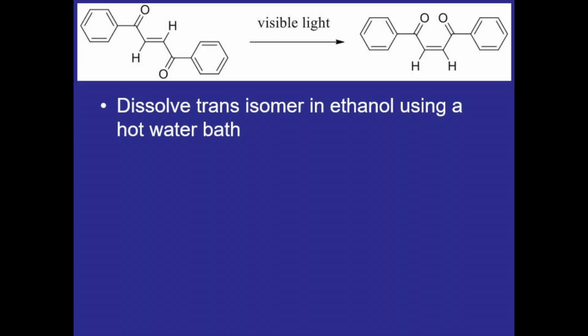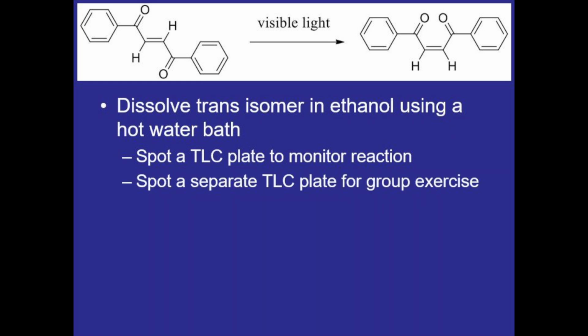To start this whole reaction, we'll dissolve the trans isomer in some ethanol using a hot water bath to increase the solubility of the reagent in that ethanol. Then, once it's fully dissolved, we'll spot a TLC plate with that solution to monitor the reaction, like I just went over. And then we'll spot a separate TLC plate for a group exercise.